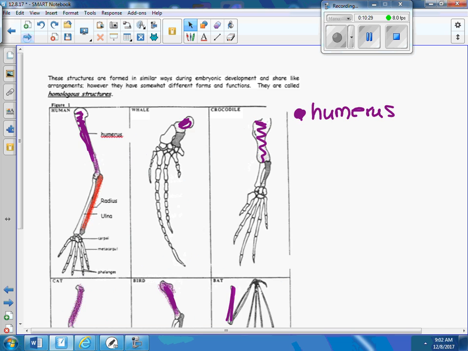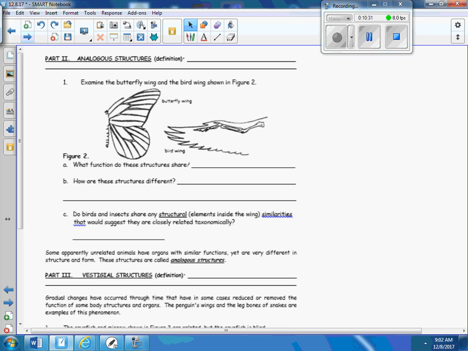What's the term that we are going to be looking for in our packet? Part 2, highlight it. What's the second term, Kaylee? Analogous. I think I'm getting better at it. Analogous structures. I could say it and then I mess it up the next time. Who can read to me the definition for analogous structures? Tyler, find it on the first page and read it.